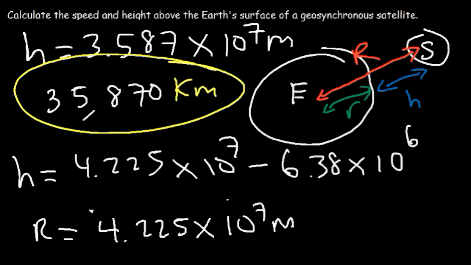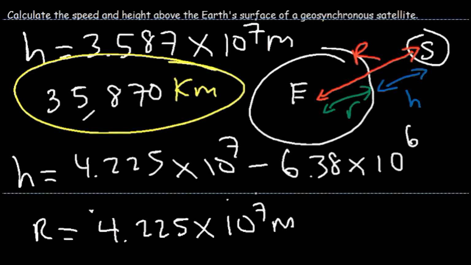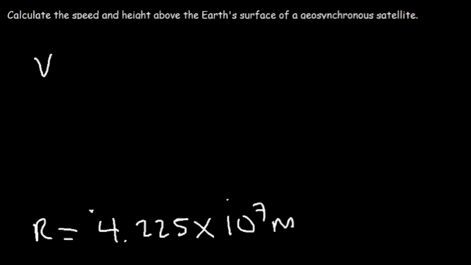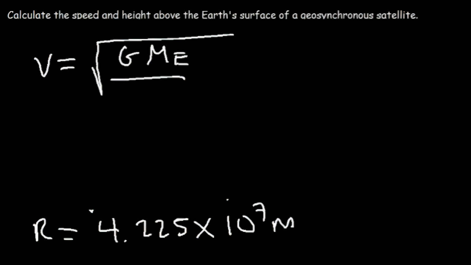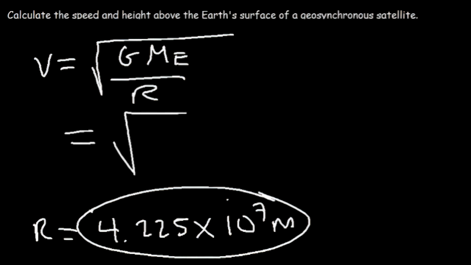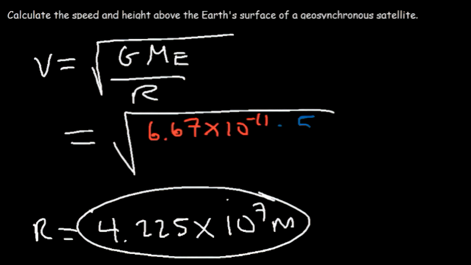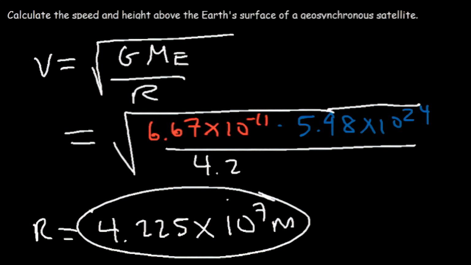So now let's calculate the speed of the satellite, now that we have the height above the surface of the Earth. So the speed of the satellite is going to be the gravitational constant times the mass of the Earth divided by the distance between the satellite and the Earth, which is this number. So it's going to be G, which is 6.67 times 10 to the minus 11, times the mass of the Earth, which is 5.98 times 10 to the 24, divided by the distance between them, which is 4.225 times 10 to the 7 meters.